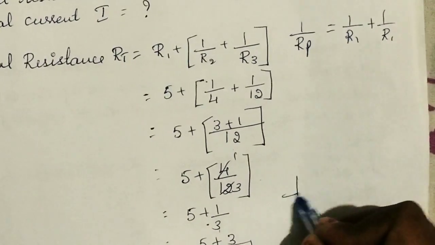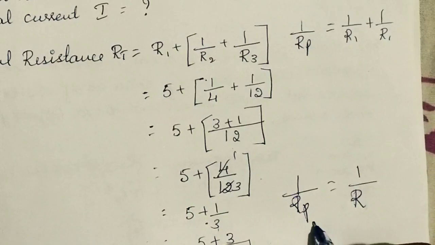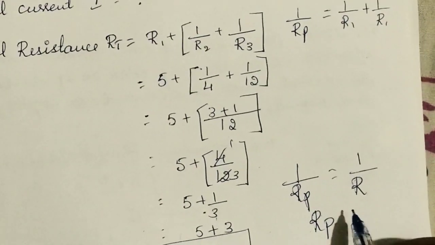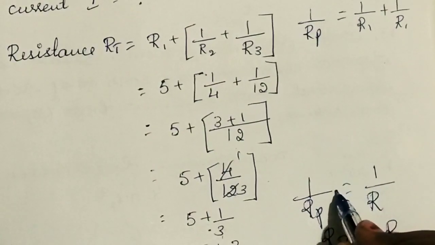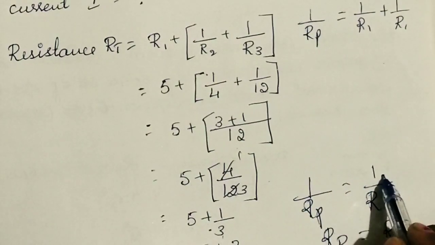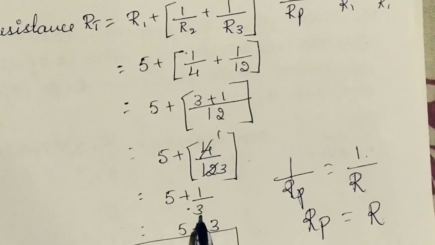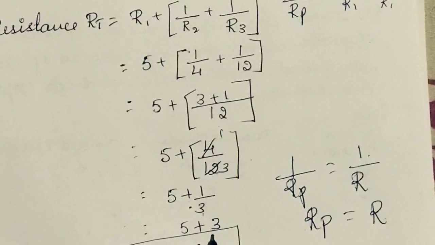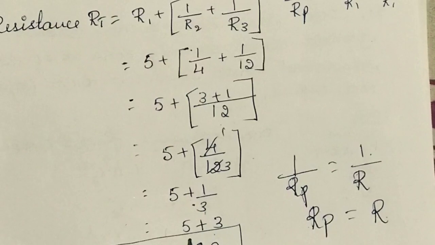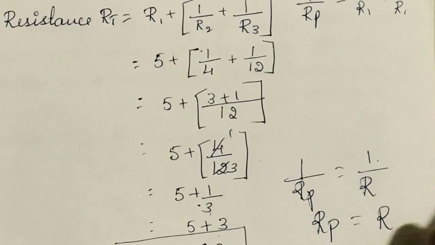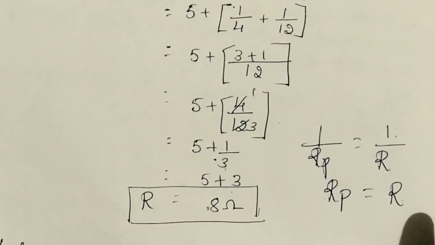We know that 1 by RP is equal to 1 over R. So if I take the reciprocal, R comes to the numerator, so RP equals R. Here we have 1 by 3; in the next step it becomes 3 because I am taking the reciprocal. So 5 plus 3 equals 8 ohm. So the total resistance is equal to 8 ohm.